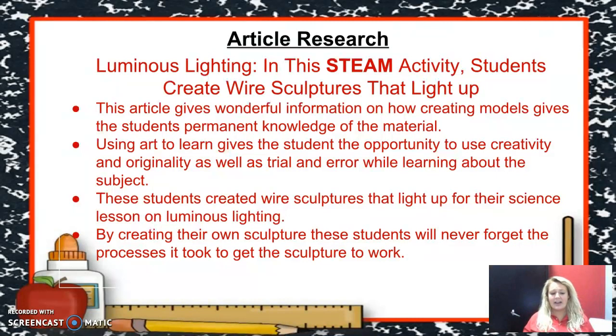When these students created the wire sculptures that light up, I read about how, when they actually lit up and they figured it out, they didn't even really have to look back at notes to write down their explanation for their lab reports. They remembered it because they were so excited. And by creating their own sculpture, these students will never forget the processes it took.